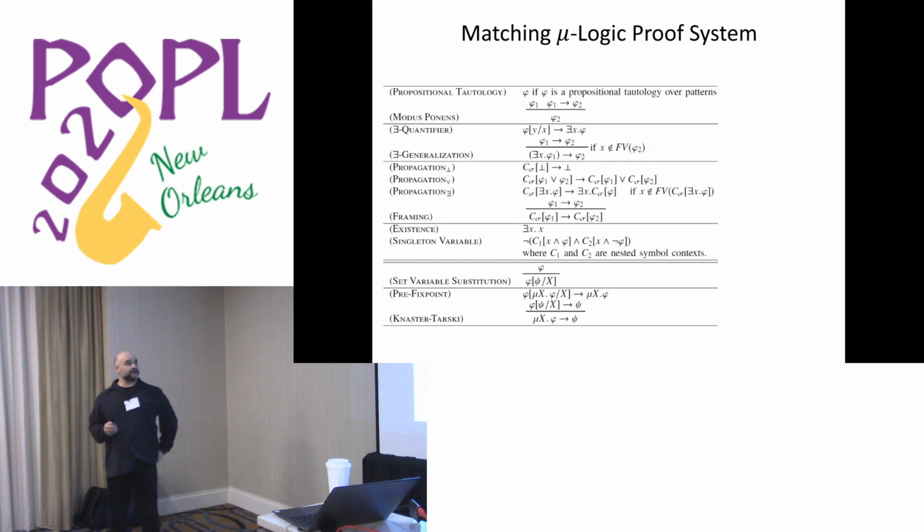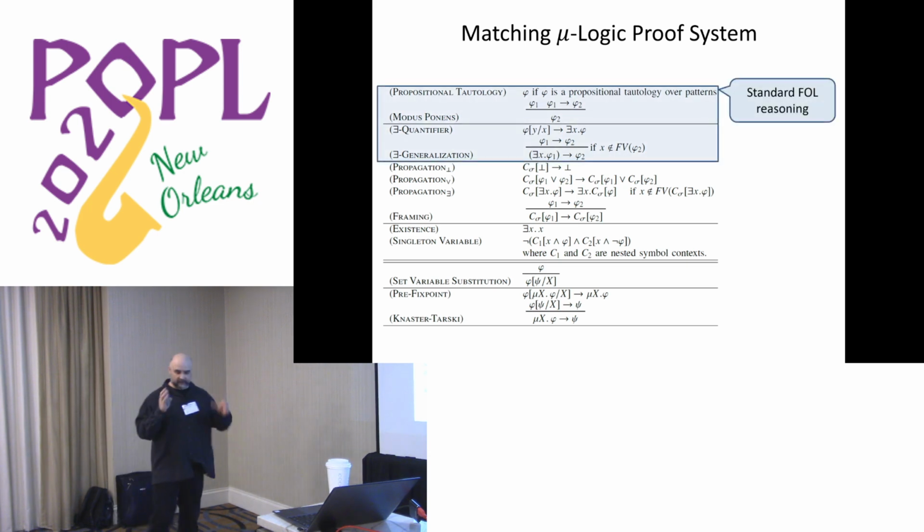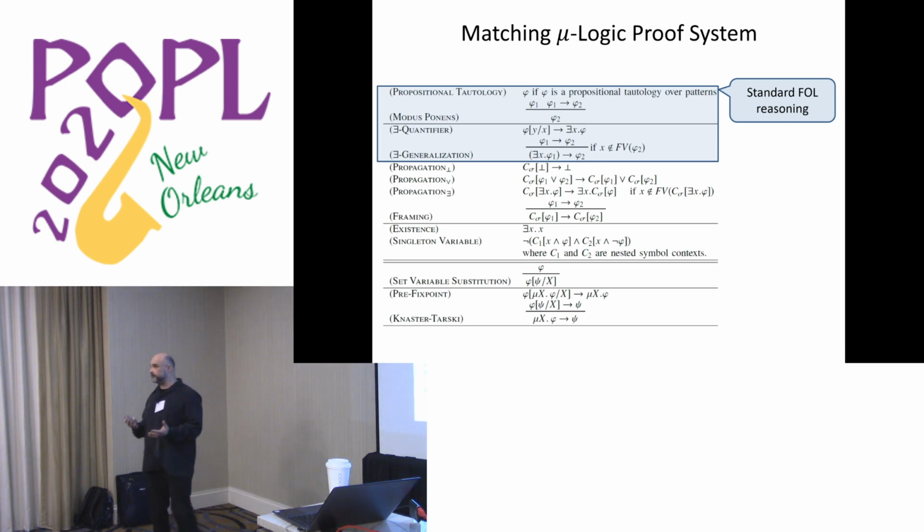Here it is. This is the matching logic proof system. It includes standard first-order logic reasoning. It turns out that patterns can be regarded, from a reasoning perspective, as predicates. So all the proof rules of first-order logic happen to be sound exactly for patterns as they are, which for me was a bit unexpected. I didn't expect that, but it turned out that they're exactly sound.